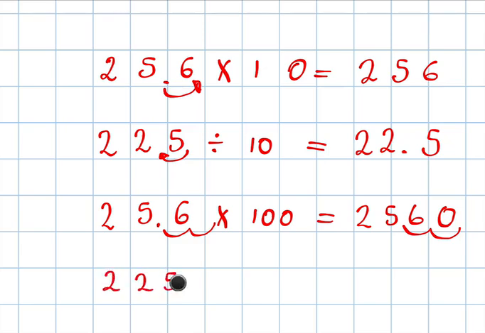Then if we divide 225 by 100, the decimal point is at the end of 225. Because we're dividing, it's supposed to move to the left, 1, 2, so the answer will be 2.25. So that's all we have been learning.